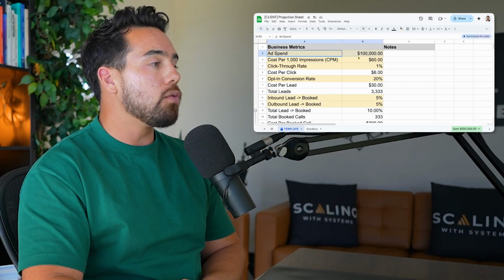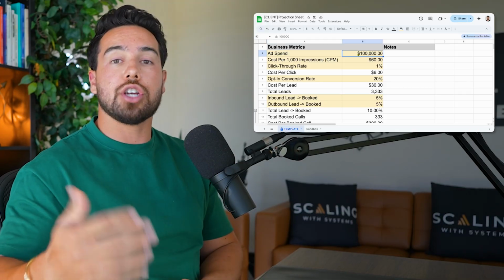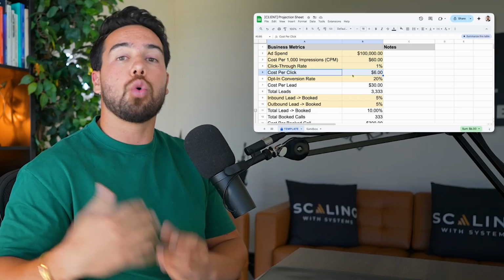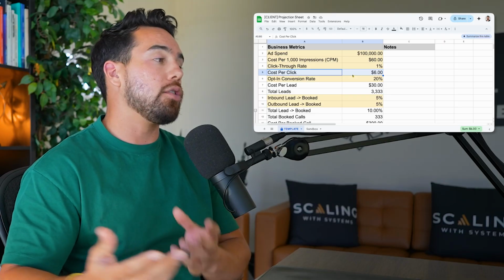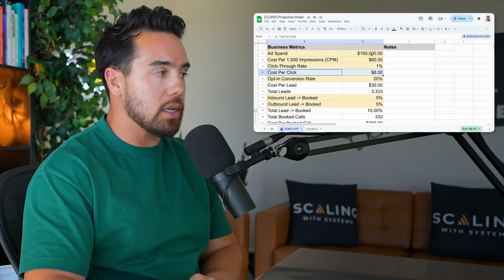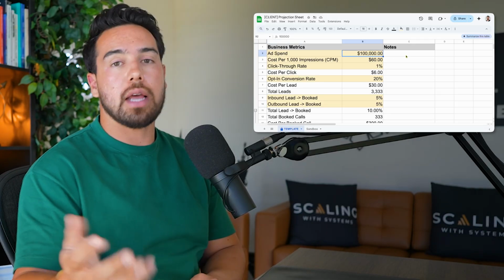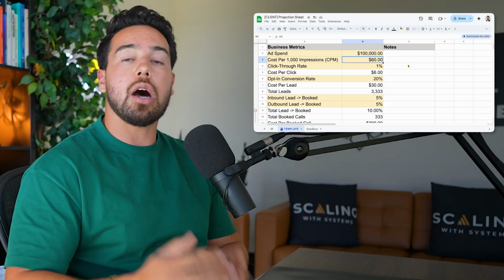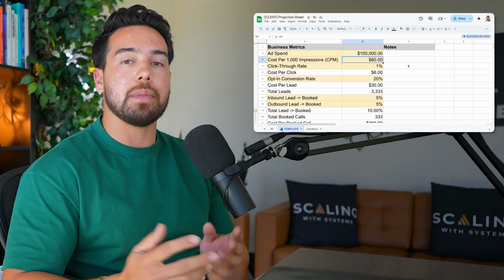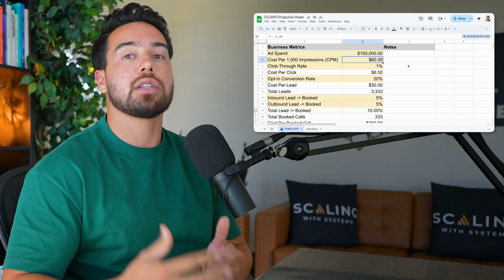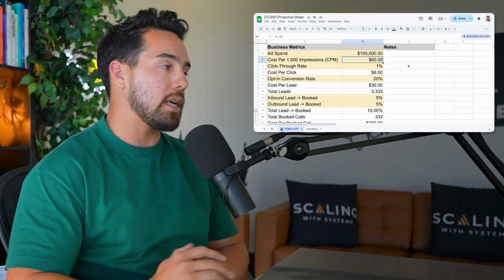The yellow rows here are ones that you can adjust or change, and the white ones are going to be essentially equations from the results of the yellow rows. So let's walk through a little example. Let's say you have a business and you're spending $100,000 a month on advertising. Let's say that on average, your cost per thousand impressions, so CPM, which is essentially the metric that most advertisers use to see how much it costs them to advertise to their market, is $60.